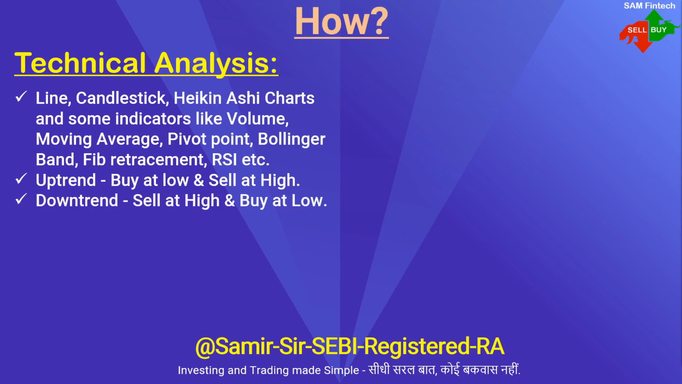If the market is in a downtrend, they sell at a high. Let's say they sell at a high at 100 rupees, and when the market is in downtrend, when the price of that particular script or share goes down from 100 to 90 or 85 or 80 or 70, they then buy it at a low. They make short-term profit using some trading strategies.